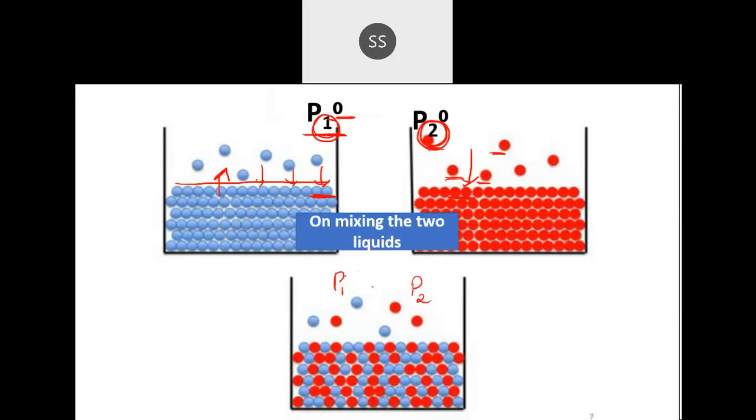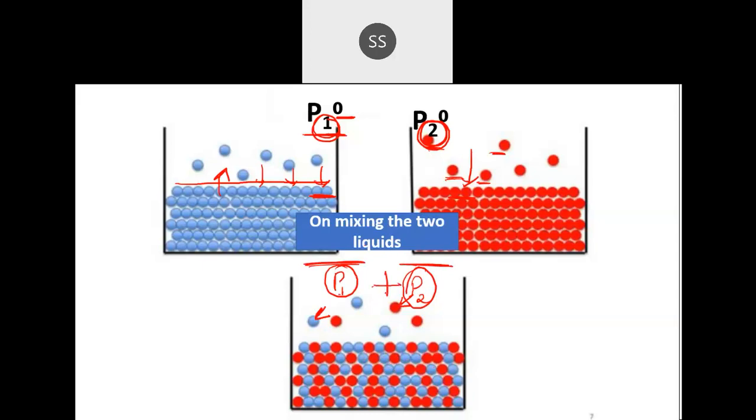Whatever pressure is exerted by the blue solvent is written as P1, and whatever pressure is exerted by the other solvent is written as P2. Naught is not used, because naught is only used when they are in the pure state. Now when you have combined them, the pressure exerted is because of both of them: a little because of the blue and a little because of the red. So it's not 100% now, it's a combination of both.